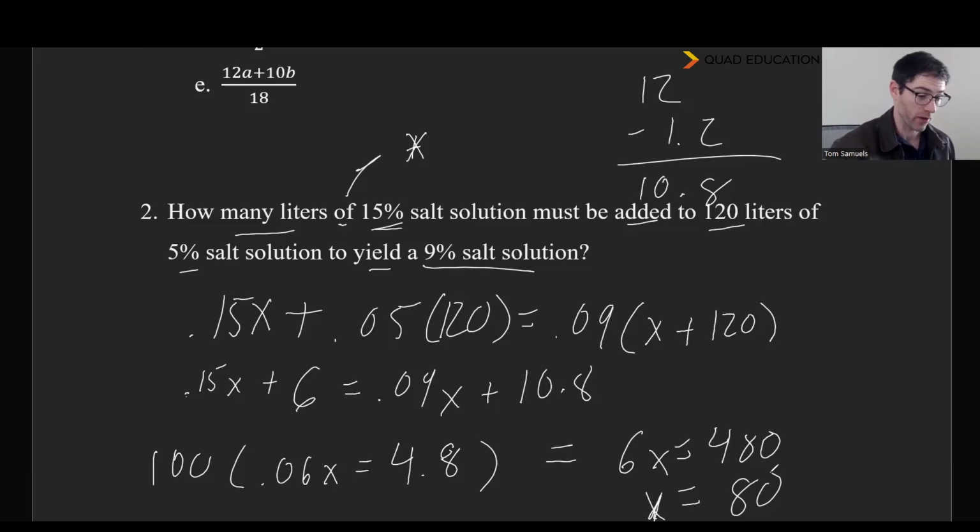So this is loosely an average question. What we're doing is basically taking the weighted average of the number of liters in the 15% and the number of liters in the 5%. And also selfishly, I just love this question. It was on an SAT, something very close to this a couple of years ago, and I just wanted to share it with you guys today. So hopefully you had as much fun on that as I did.